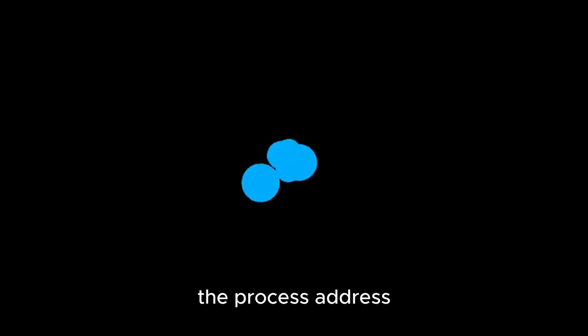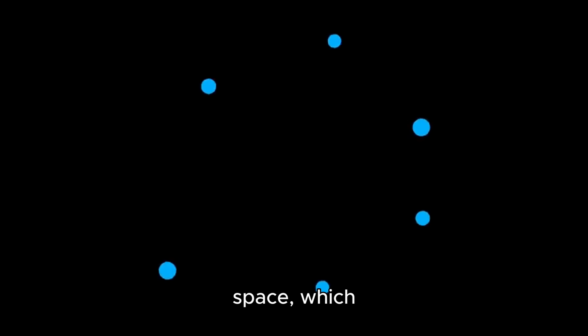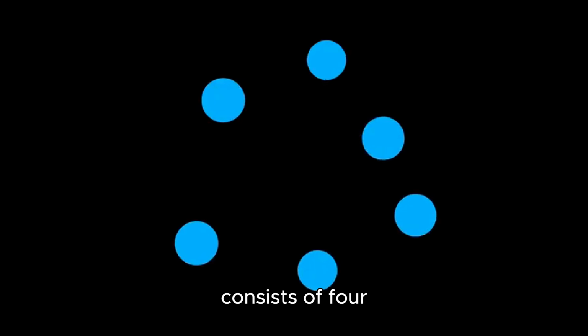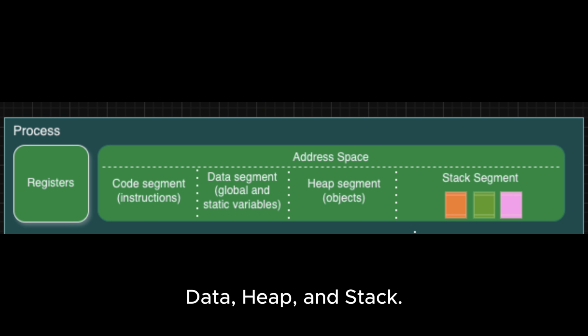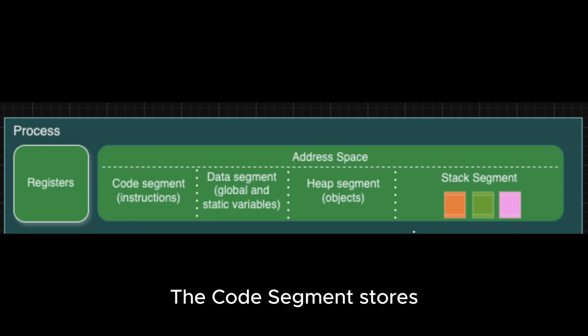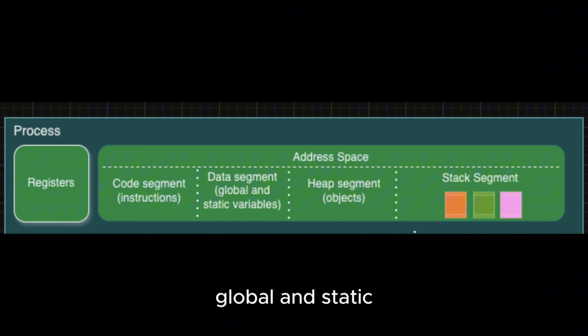Now, let's look at the process address space, which consists of 4 segments: code, data, heap, and stack. The code segment stores instructions, much like a restaurant's operational guidelines. The data segment holds global and static variables, similar to a restaurant's supply closet.